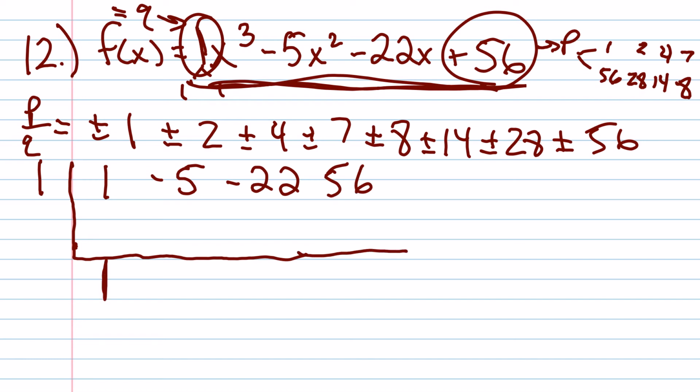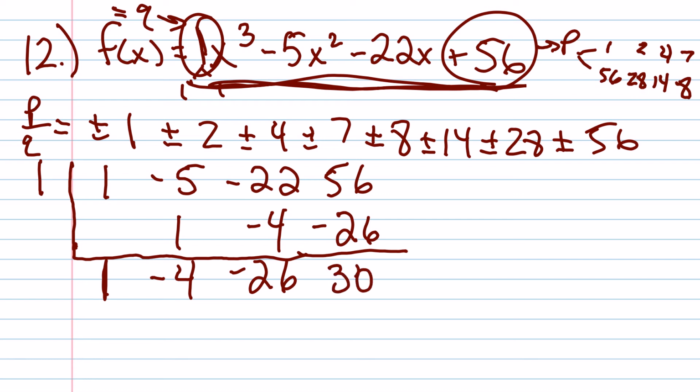I put 1 down. 1 times 1 is 1. Get negative 4. 1 times negative 4 is negative 4. So I get negative 26. 1 times negative 26 is minus 26. And that's 30. Since that has a remainder, it tells me 1 doesn't work. Right? So I can try again.